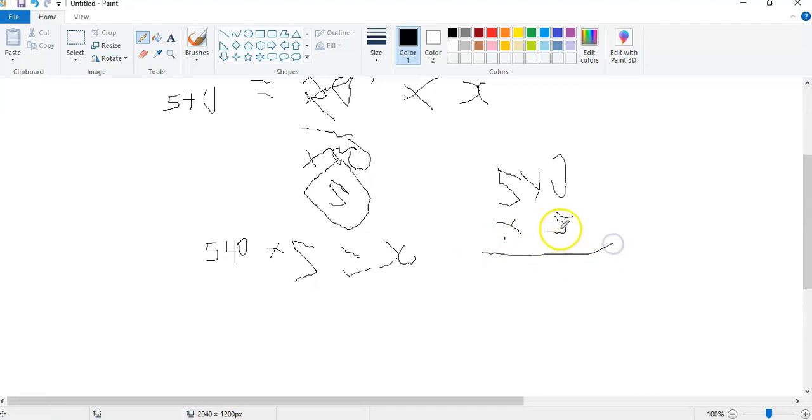Okay, so 5 times 0 is 0. 4 times 5 is 20. So you can write the 0 down. Remember 2. Okay, now 5 times 5 is 25. Then you add the 2 that you got over here, so you get 27. So our answer is going to be 2,700 Ghana cedis. The total amount of bread sold.